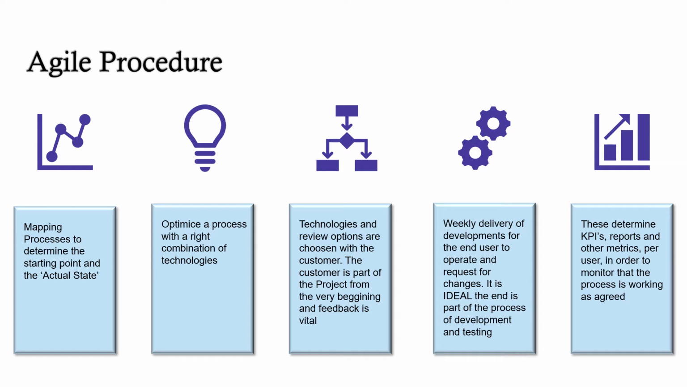Fourth, weekly delivery of developments for the end user to operate and request changes. It is ideal that the end user is part of the process of development and testing. Fifth, determine KPIs, reports and other metrics, per user, in order to monitor that the process is working as agreed. And step by step, how Agile works.